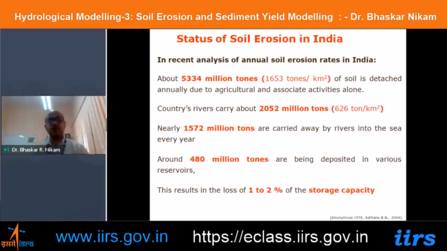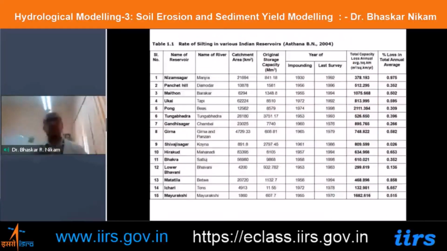Now, a report was published back in 2004 with observed data on the status of loss of capacity in different reservoirs in India. What you can see is that in many reservoirs, like Nizam Sagar, the loss of capacity is around 1% every year, and the number goes as high as 5.6% in the Yamuna basin. So we are losing capacity of our major reservoirs at the rate of 1 to 5%. Of course, somewhere the sedimentation rate is quite below the expected level, but in many places it is even higher than the expected level.